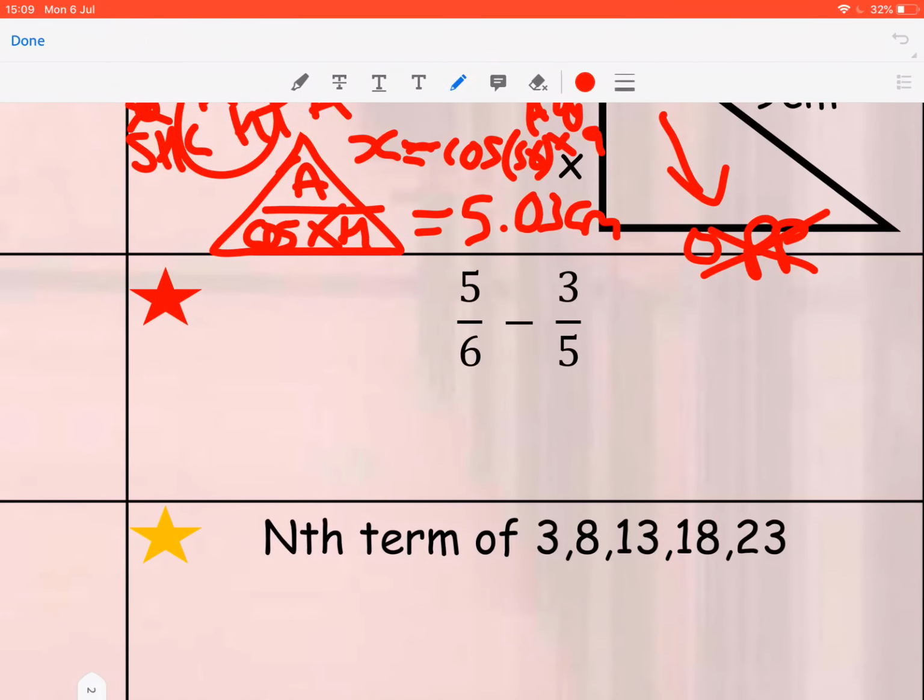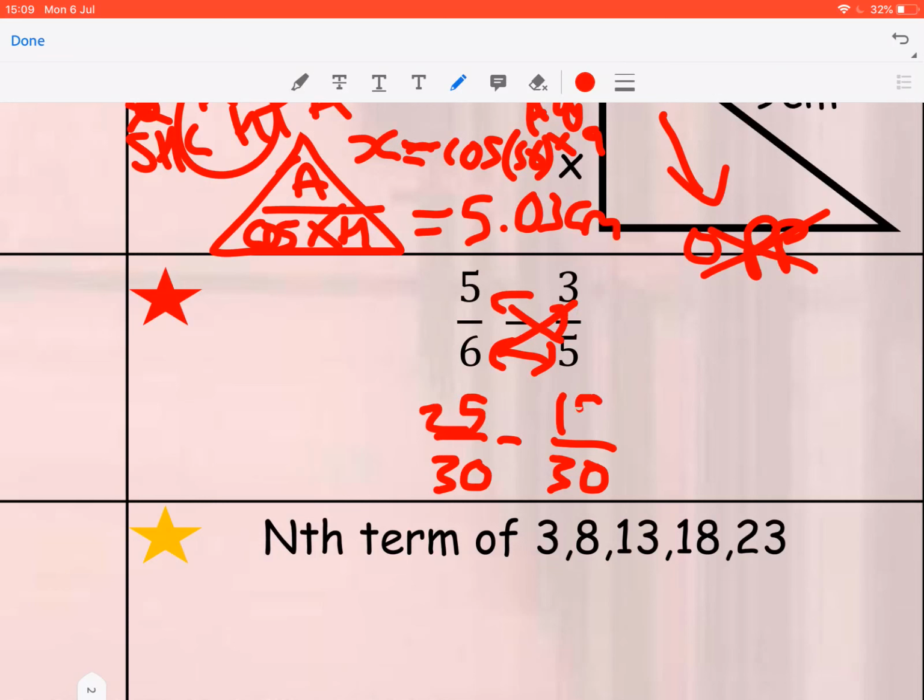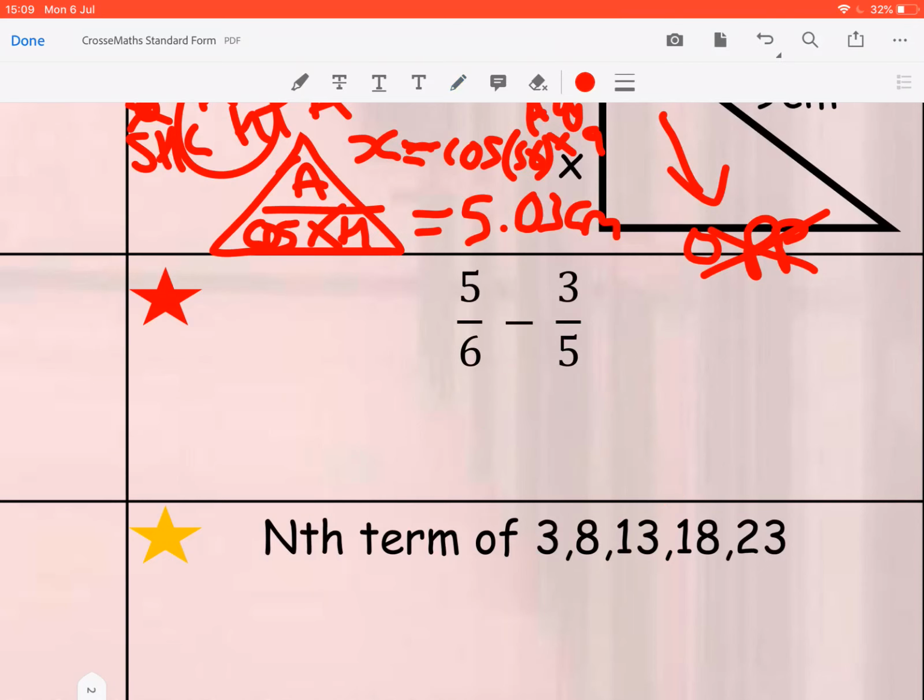Taking away fractions, I've got to make the bottom numbers the same. In order to do that, I'm going to times them together. 6 times 5 is 30. So I've got 30 on the bottom of both. It's still a takeaway question. 5 times 5 is 25 on the top of the left one. 6 times 3 is 18 on the top of the right one. Once I'm there, I keep the bottom number exactly the same as it was in the question. 25 take away 18 is just 7.